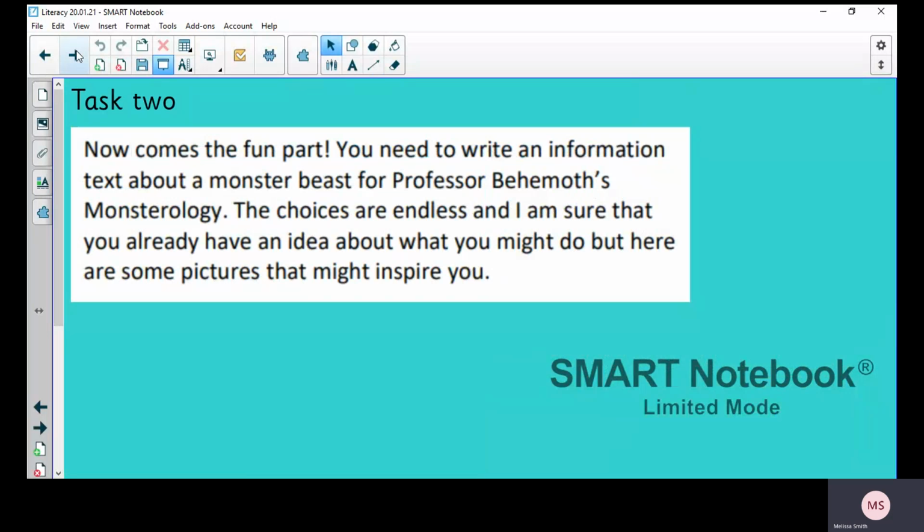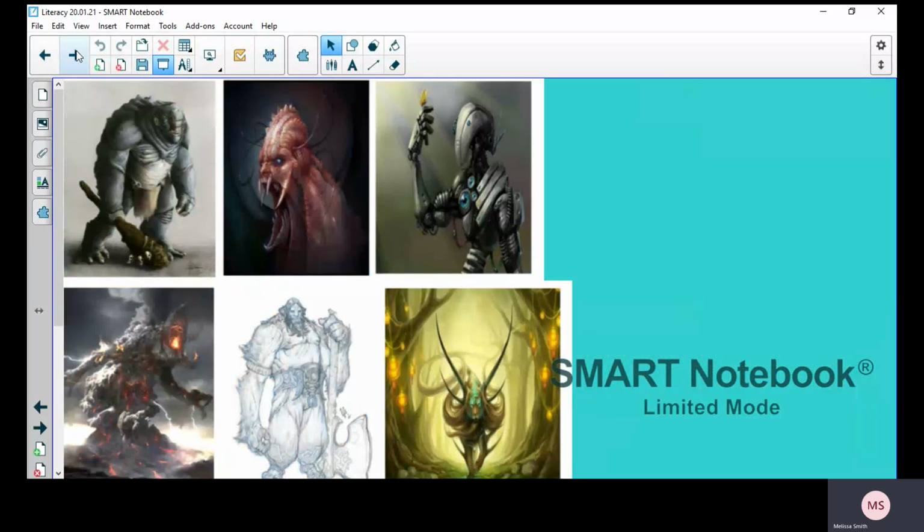Let's have a look at the next task. So task 2, so the next part of your literacy lesson, we're going to start thinking about ideas for our monster. Now you might already have some ideas based on what you've read or what you have watched on TV about monsters, some fictional writing or some fictional films. Let's have a look, and you can pause the video here. We've got some images and I want you to look at those images and see if they can inspire you in any way to think about what you want your monster to look like.